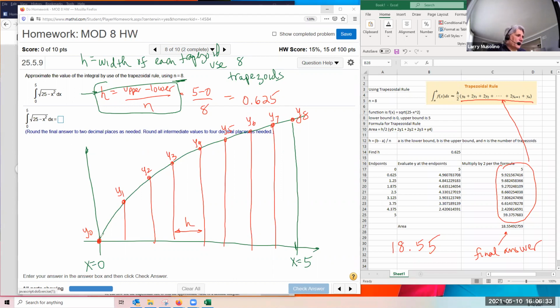Then you have to find all of these y values. To find the y values, you just take these x values and plug them into the function. Once you have all those answers, the trapezoid rule says you leave the first y value alone and leave the last y value alone, but all the other y values get multiplied by 2. Add all of those results together. That's this parenthesis here. Multiply by h over 2. That's your answer for the trapezoid rule.